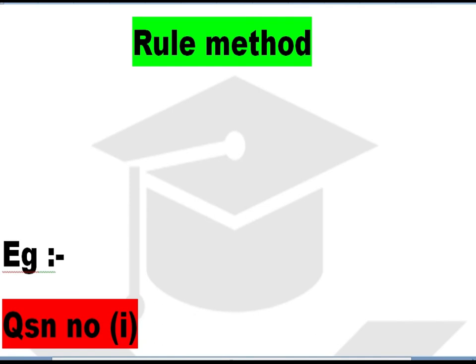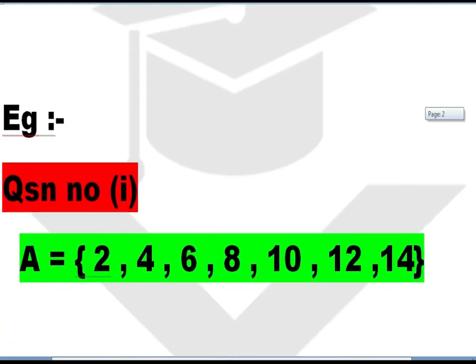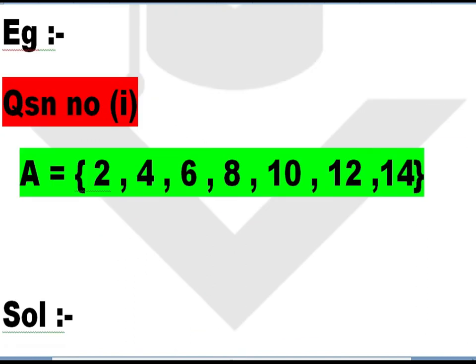Now we will study the rule method. In the rule method, for example, I gave you examples in yesterday's lecture. We will do the same way today in the rule method. I will take the same examples. Question number 1. Set A is equal to the set of 2, 4, 6, 8, 10, 12, 14. First, you had to find out which are the numbers. The numbers are 2, 4, 6, 8, 10, 12, 14.